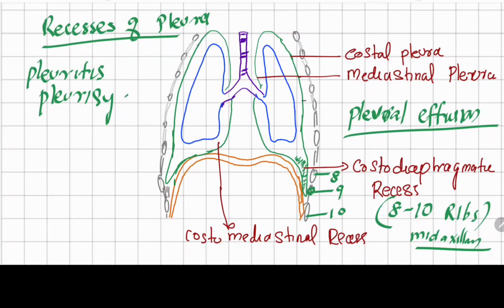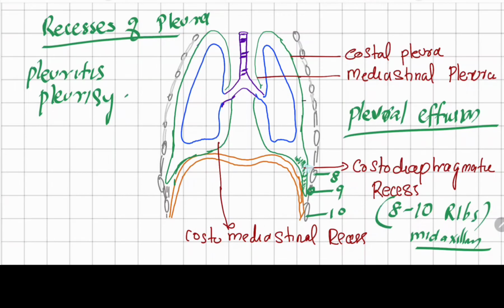Now I told you pleural effusion is the accumulation of fluid in the pleural cavity. So what happens if there is an accumulation of this fluid in this pleural cavity? It limits the expansion of the lung during breathing, during respiration. This particular space, that is the costo-diaphragmatic recess and the costo-mediastinal recess, gives a space for the expansion of lungs. So when the fluid gets accumulated in this cavity, it limits the expansion of the lung during respiration.